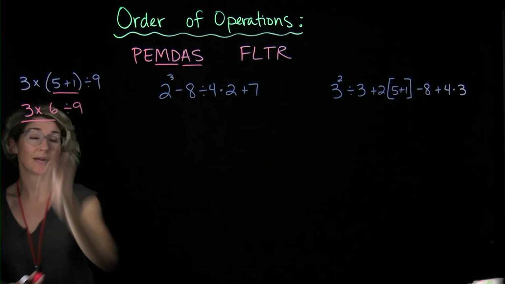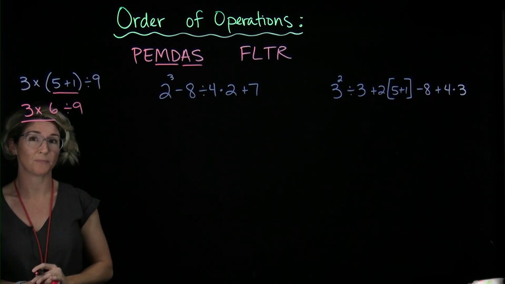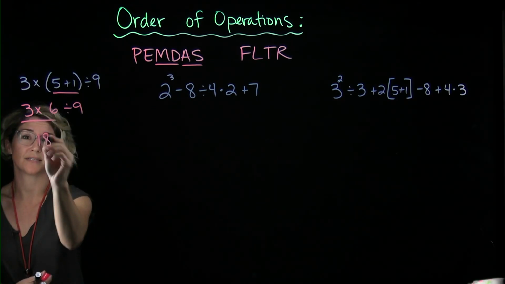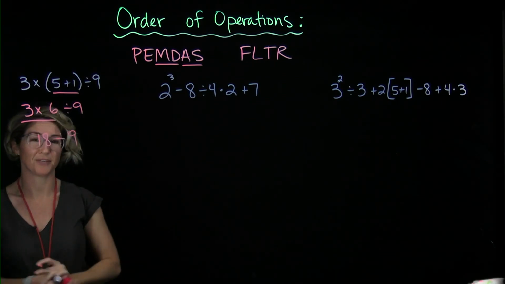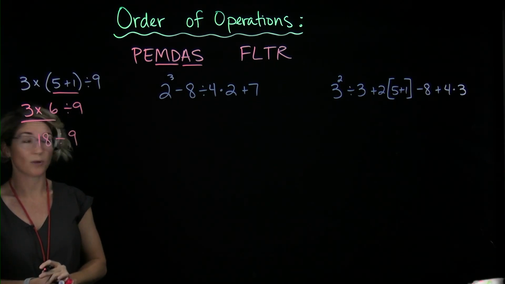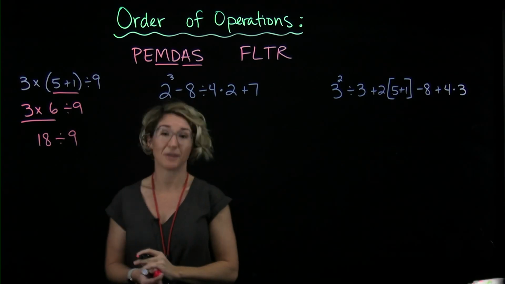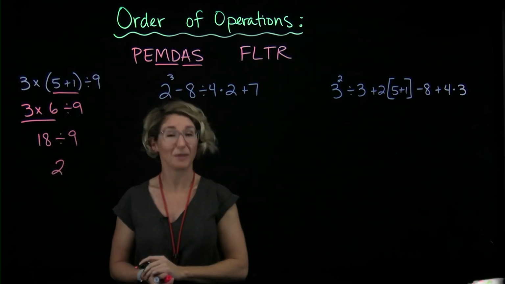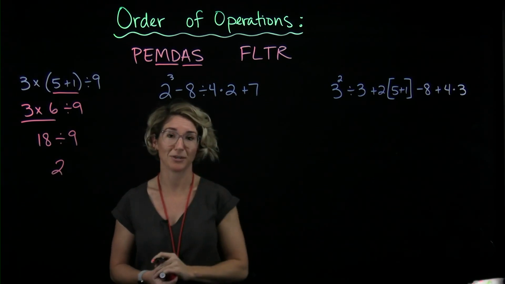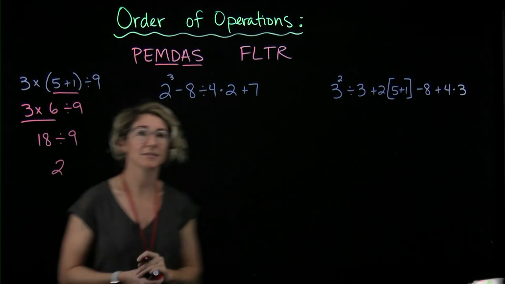So I notice that I have 3 times 6 first. 3 times 6 is 18. I'm going to bring down everything else, again, very carefully. I now just have one division problem where I'm going to do 18 divided by 9. 18 divided by 9, I get a final answer of 2, making sure that I use the correct order of operations.